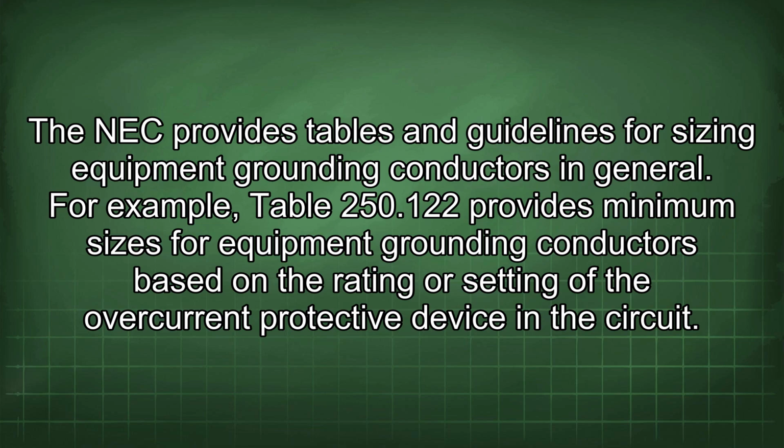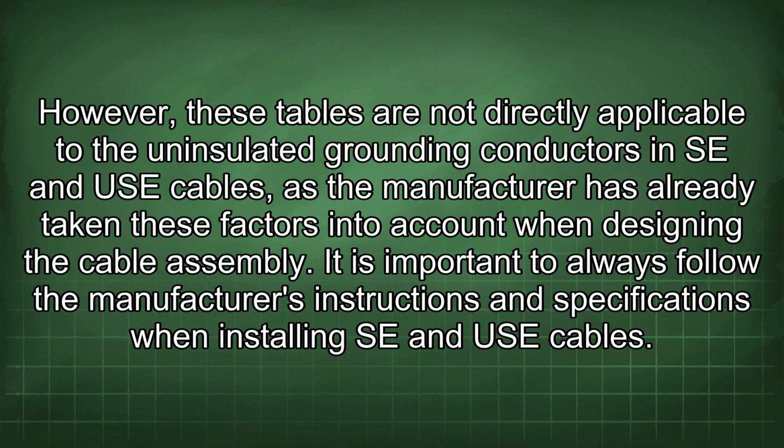For example, Table 250.122 provides minimum sizes for equipment grounding conductors based on the rating or setting of the overcurrent protective device in the circuit. However, these tables are not directly applicable to the uninsulated grounding conductors in SE and USE cables, as the manufacturer has already taken these factors into account when designing the cable assembly.